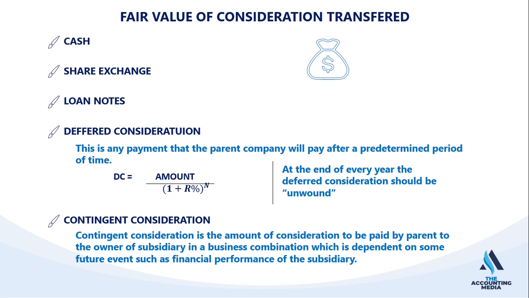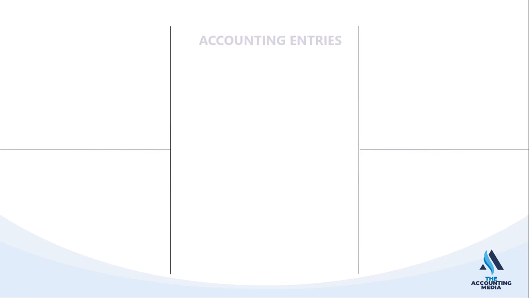Contingent consideration is any future payment or future share exchange that is based on occurrence or non-occurrence of a particular event. And how do you value contingent consideration? We are told to value using the best estimate. Most times, we will be given the figure to use for contingent consideration. After that, the next question I ask is, how do I account for all this consideration? For cash, very easy.